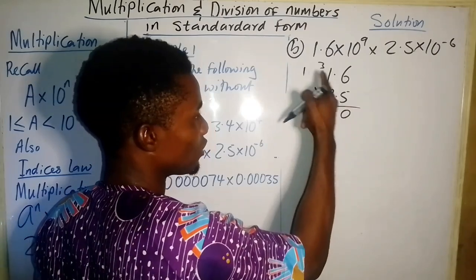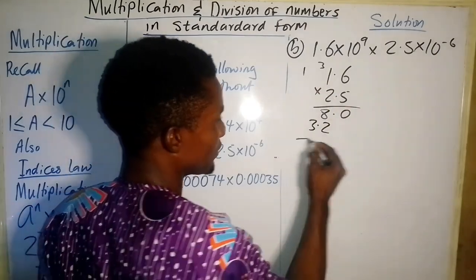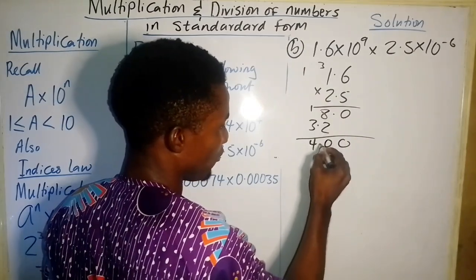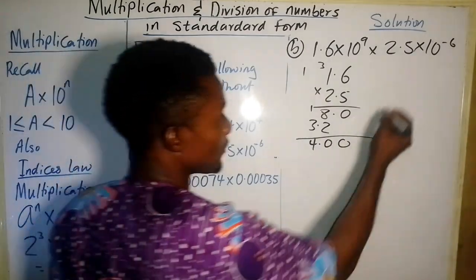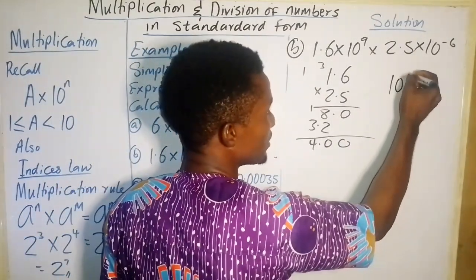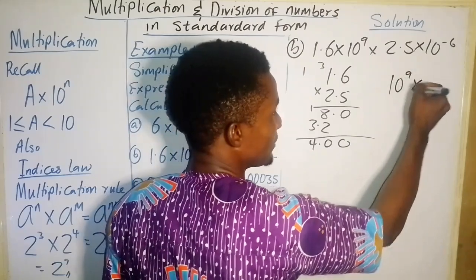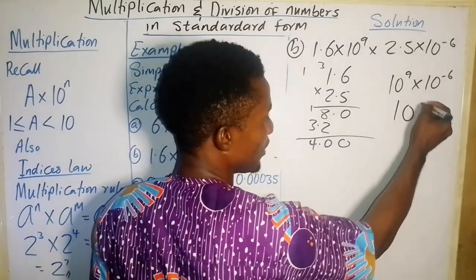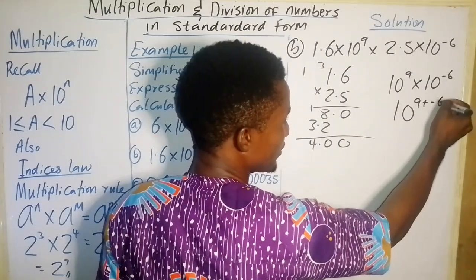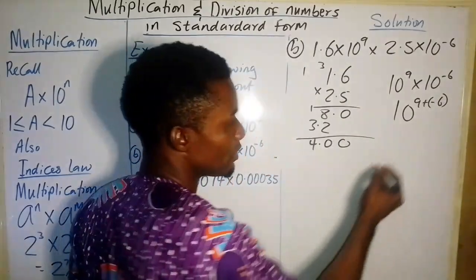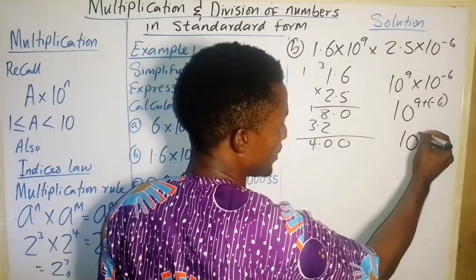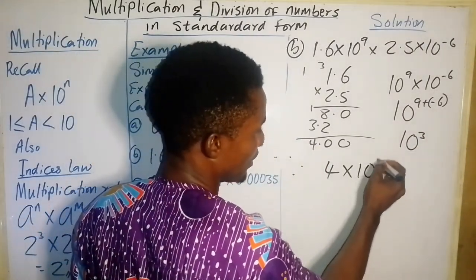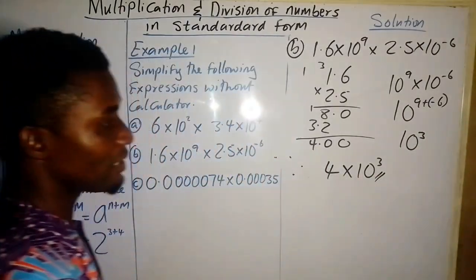2 times 1, that's 2, plus 1, that's 3 point. This is 0, 10, remove our 1, 4. This is 4.00. So let's deal with the base and the exponent. 9 times 10 raised to the power minus 6. So this will be 10 raised to the power 9 plus minus 6. So 9 plus minus 6 is going to give us 10 raised to the power 3. So therefore, 4 times 10 raised to the power 3 is going to be our answer for the second one.